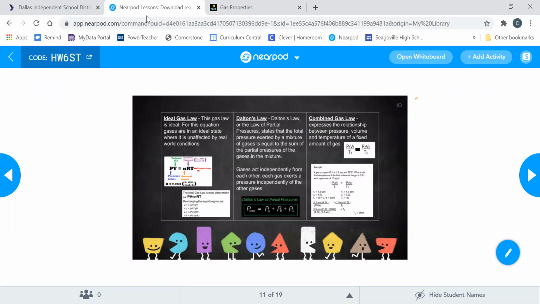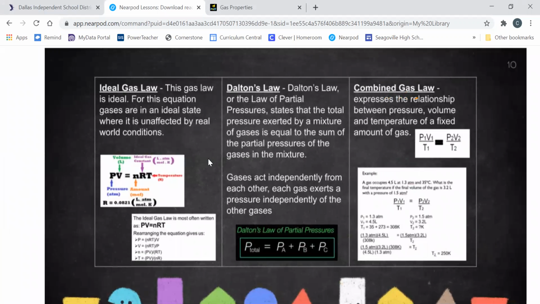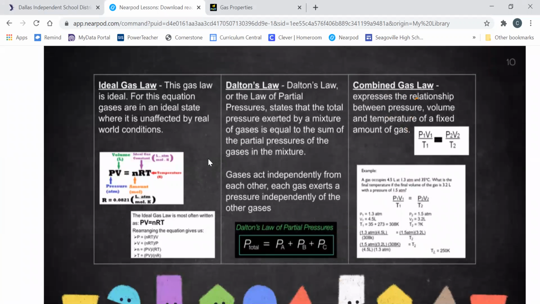And these are the other laws that we went over. What you need to know about each one is what goes inside of them. So, for the ideal gas law, P is for pressure, which is in atmospheres. V is for volume, and the unit we use is liters. N is the number of moles. R is the ideal gas constant, which is this number. T is temperature, which is in Kelvin.